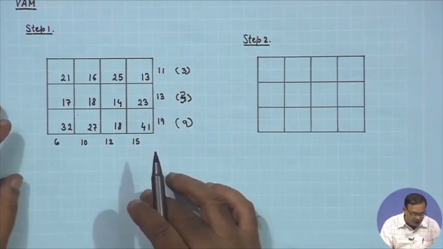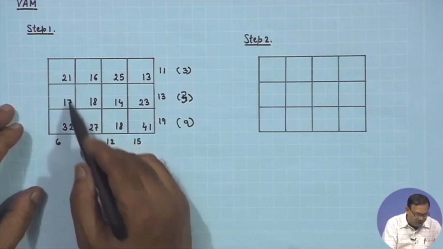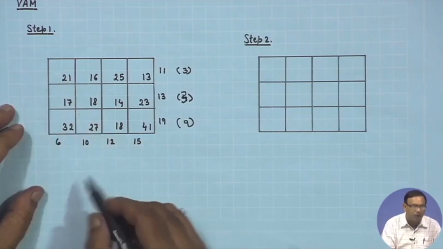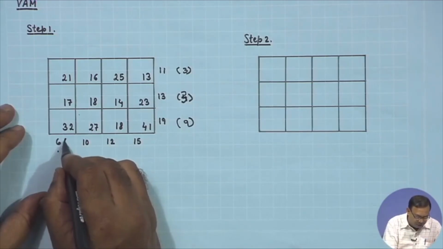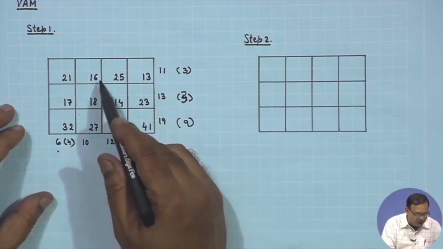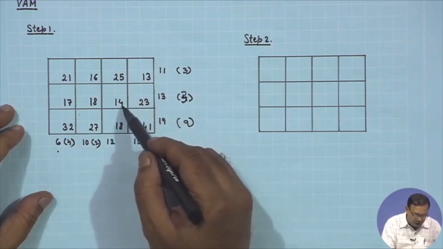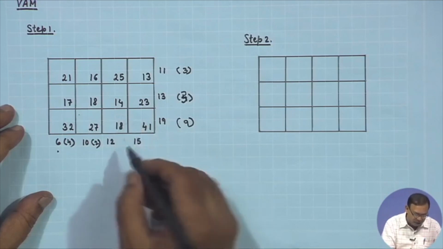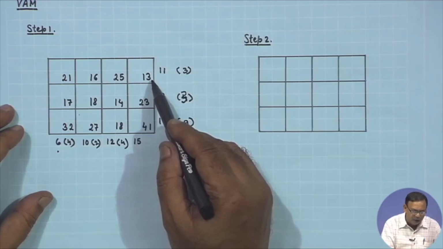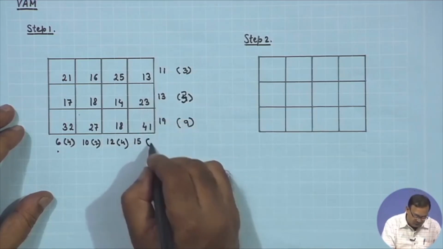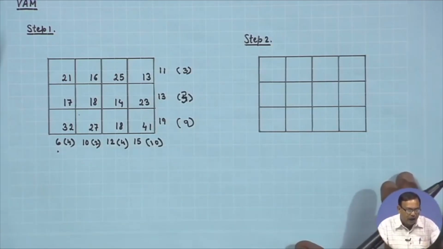And the same operation now I will do for each column. For the first column, smallest is 17, second smallest is 21. So, the difference is 4, I am writing within bracket here 4. For the second one, smallest 16 and second smallest 18, it is 2. For the third column, it is 14 and 18, so the difference is 4. And for the last one, smallest and second smallest are 13 and 23, so the difference is 10. So, now you see these differences you are calculating.